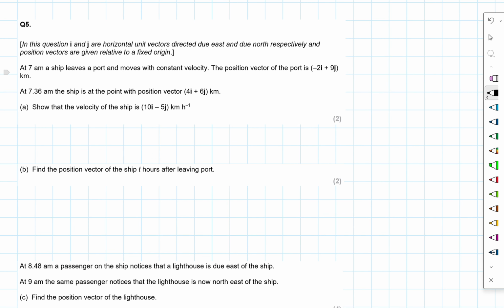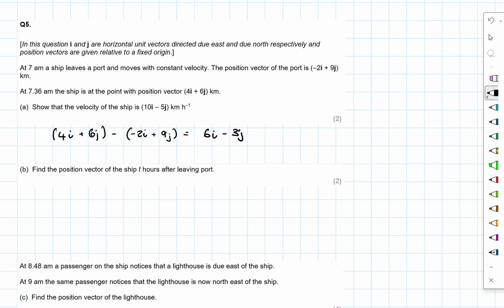So we start at 7 a.m. and at 7:36 a.m. we're at this place. So we find the difference between those two, 4i plus 6j minus (-2i plus 9j). That gives you 6i minus 3j.